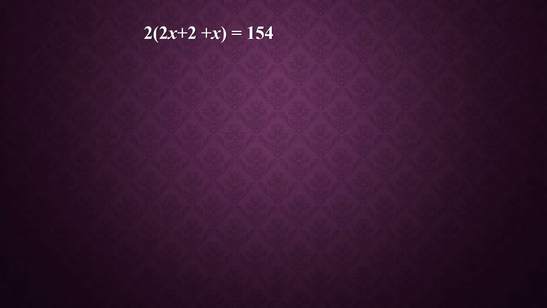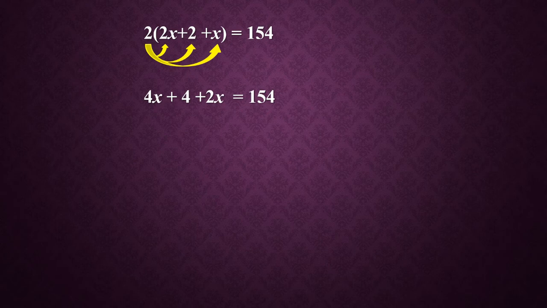So first of all, 2 is common for the terms. So you have to multiply 2 into 2x, then 2 into 2, then 2 into x. This everything we have to multiply. If we are multiplying, it will come 2 into 2x, that is 4x. Next 2 into 2, that is 4. Next 2 into x, that is 2x, equal to 154.